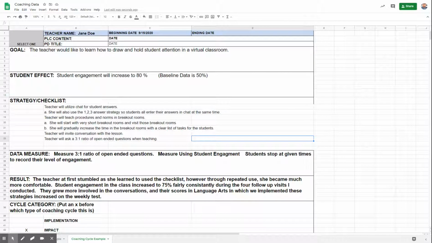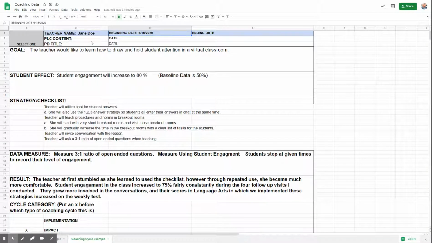Hey friends, I just wanted to show you very quickly how to document your coaching cycle, DOS. So I'm just going to give you another quick walkthrough of what it is. I created this sample of Jane Doe and I put what date the cycle began on right here. Obviously it's not a PLC or PD, so I would leave those blank.